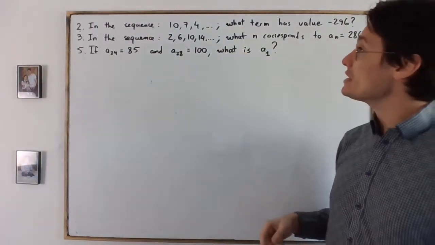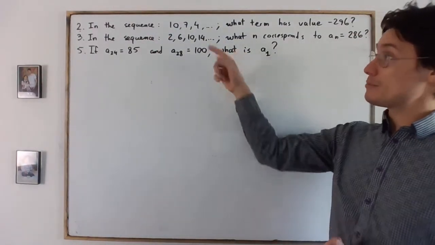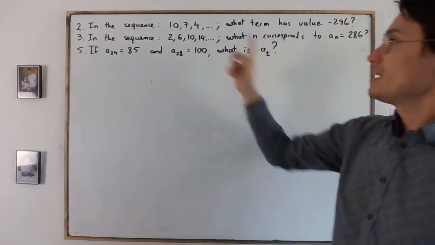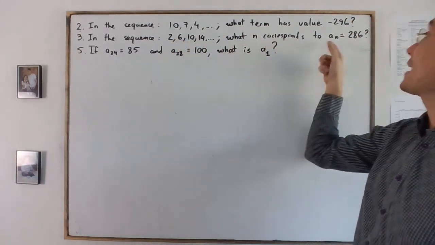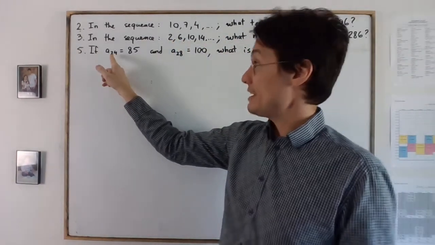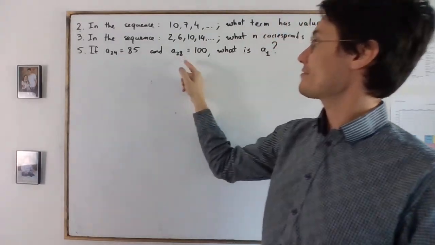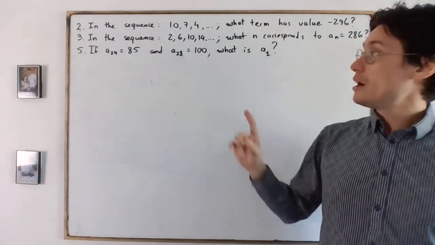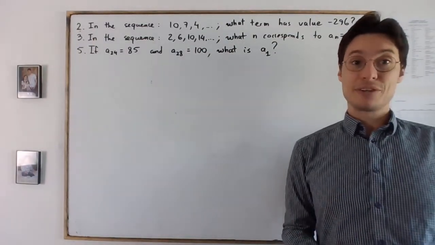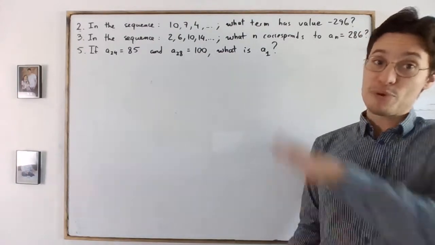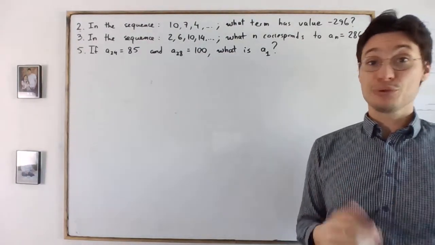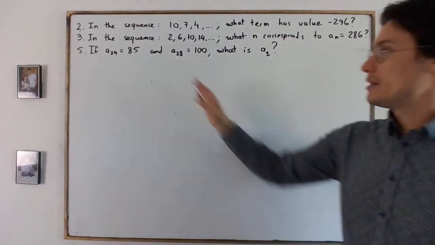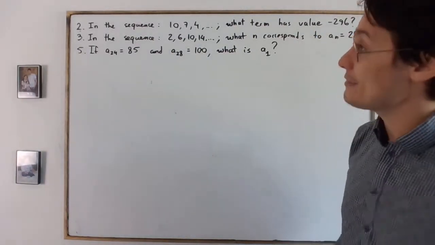So you were asking me about these three questions. In the sequence 10, 7, 4, etc., what term has value of this? In the sequence 2, 6, 10, 14, what n corresponds to this? And finally, if A24 is 85 and if A28 is 100, what is A1? I'm going to tell you right away that number 3 is very, very similar to number 2. So I will help you out for number 2, but I will probably expect you to do number 3 using the same type of technique. And I'll help you for number 5 as well. So let's have a look at number 2.